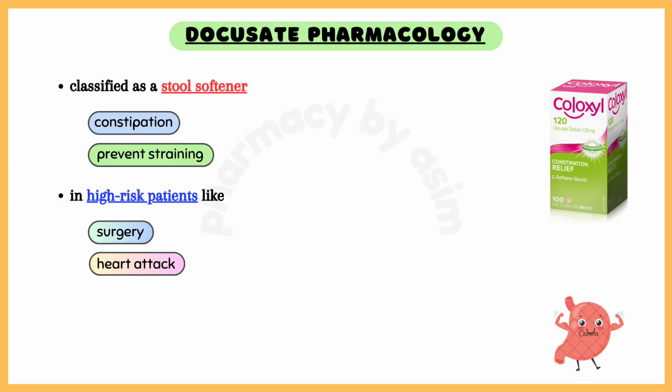Docusate is classified as a stool softener. It is used for constipation and to prevent straining during defecation, especially in high-risk patients like those who just had surgery or a heart attack.